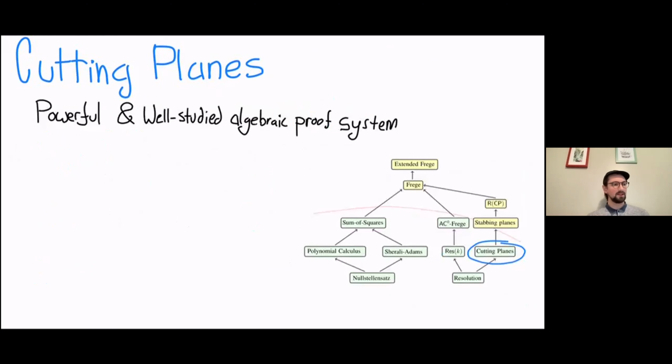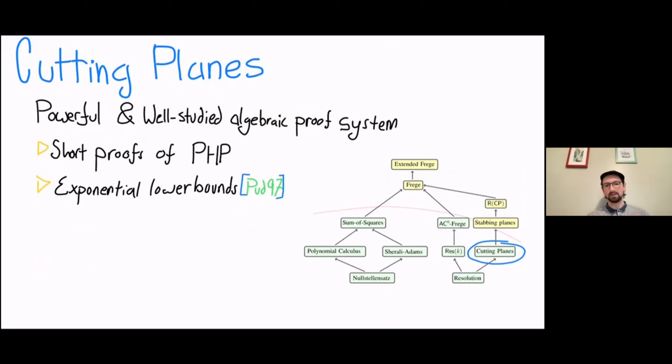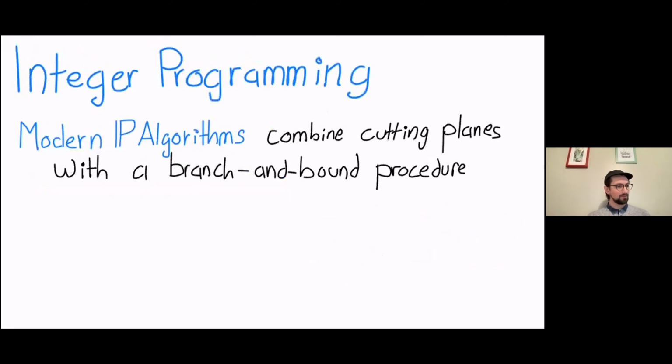In proof complexity, cutting planes has been extensively studied. It's quite powerful, so it has short proofs of the pigeonhole principle, but not so powerful that we can't prove lower bounds on it. So in 97, Pudlák obtained the first exponential lower bounds on cutting planes proofs. And on the right here, I have this little picture of the proof system hierarchy, or a hierarchy of pretty standard proof systems. The ones in green are those for which we can prove exponential lower bounds, and the ones in yellow are ones where we can't yet prove strong lower bounds.